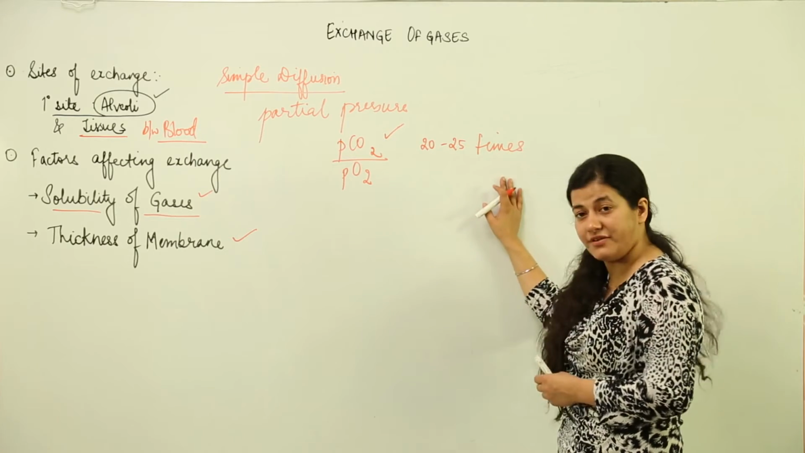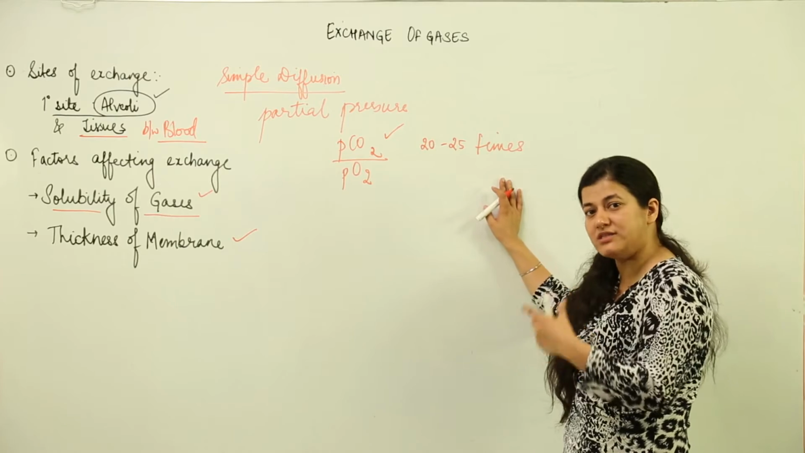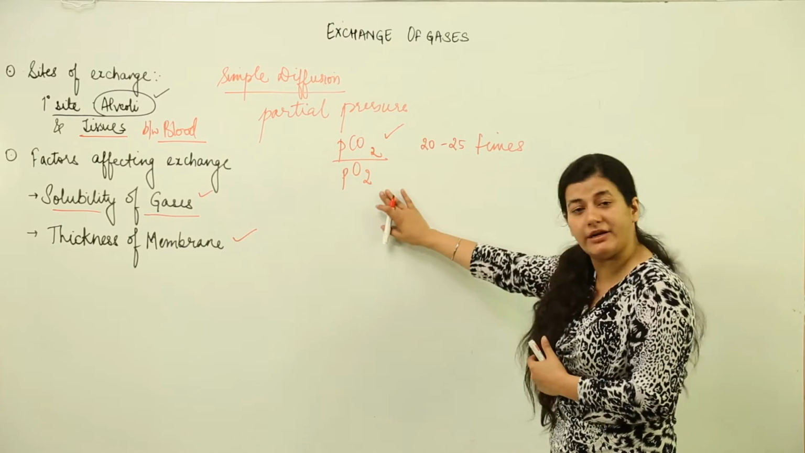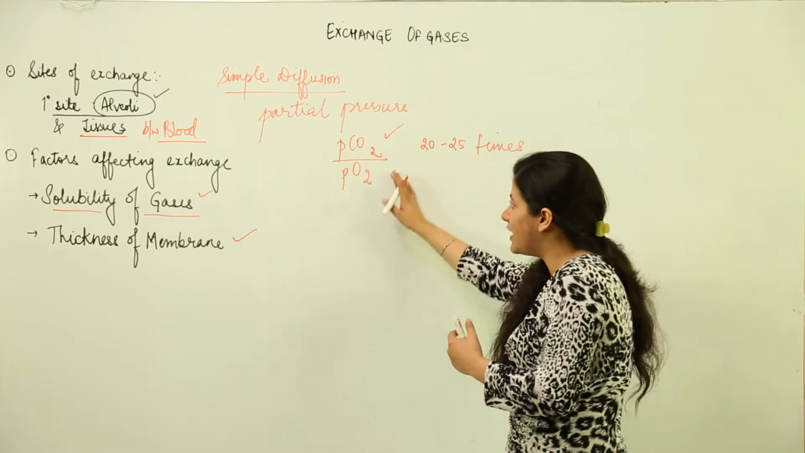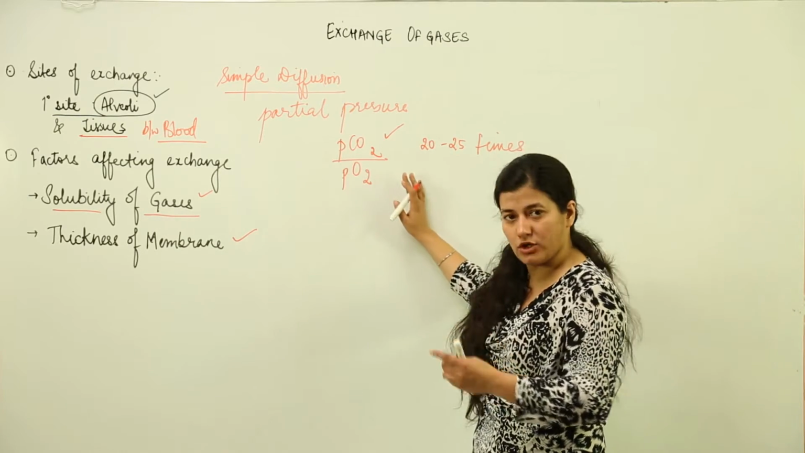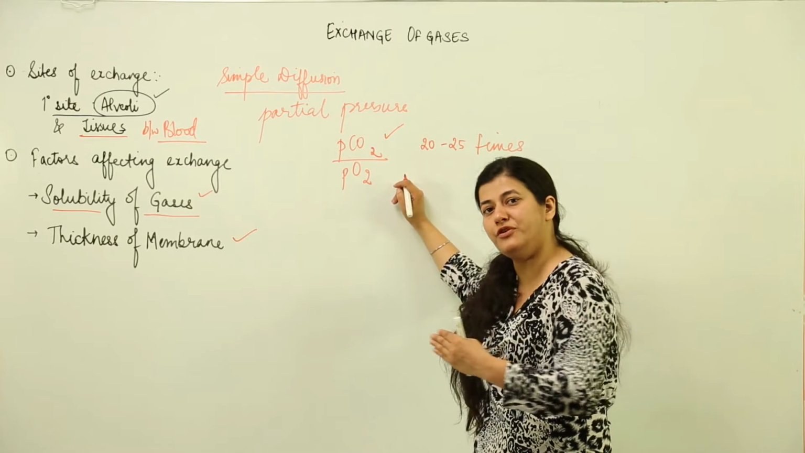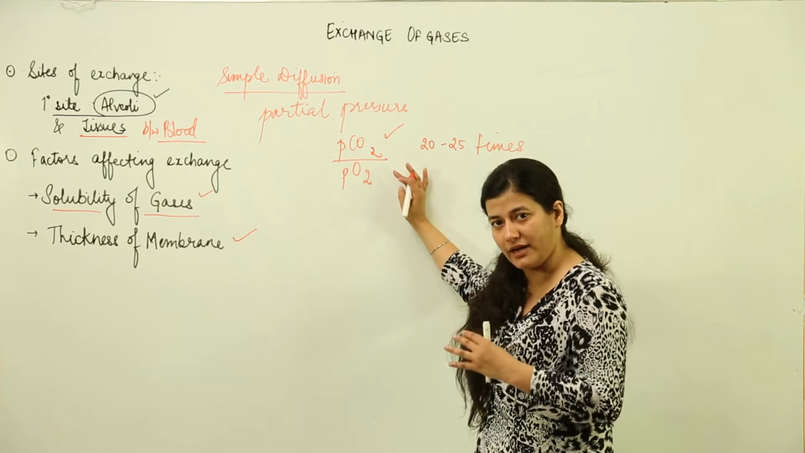It is 20 to 25 times, and hence the diffusion of carbon dioxide across the membranes would be favored as compared to that of oxygen. So oxygen lags behind in terms of solubility of gases because the carbon dioxide solubility is much higher. So it would be easier for carbon dioxide to diffuse across the membrane as compared to that of oxygen.